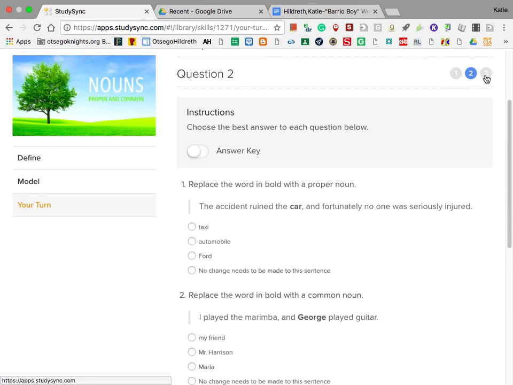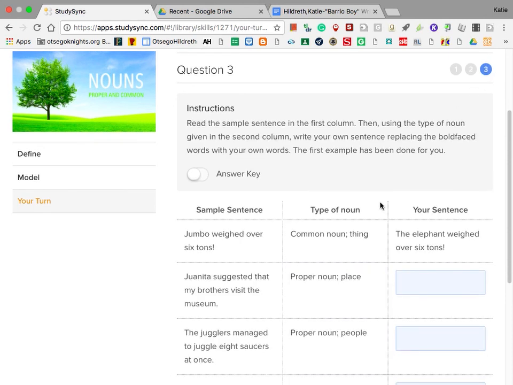All right, so question number 3. It says, read the sample sentence in the first column. Then using the type of noun given in the second column, write your own sentence, replacing the bold-faced words with your own words. The first example has been done for you. Okay, so here's our sample question. Jumbo weighed over 6 tons. Common noun and a thing.